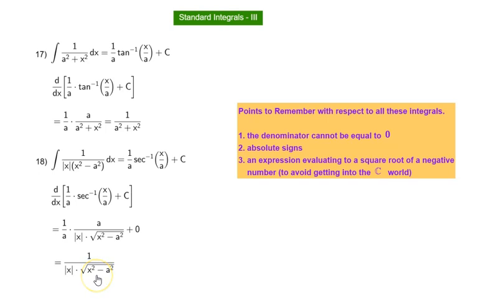Another reason why we can't even have x equal to a. Why? Because this will evaluate to 0 and we will end up with division by 0. So x has to be greater than a, and also not only with respect to the square root but also with respect to this x inside the absolute sign, that cannot be equal to 0, because otherwise we again end up with division by 0. So these are a few points that you have to remember.